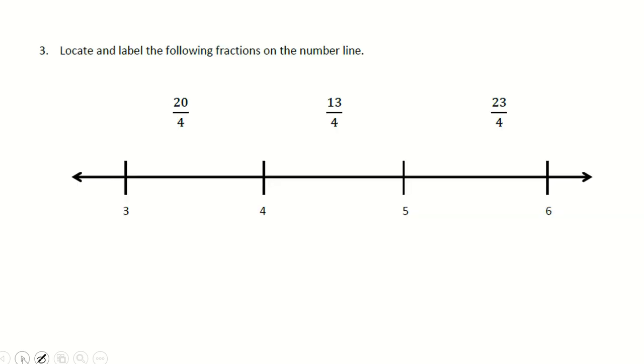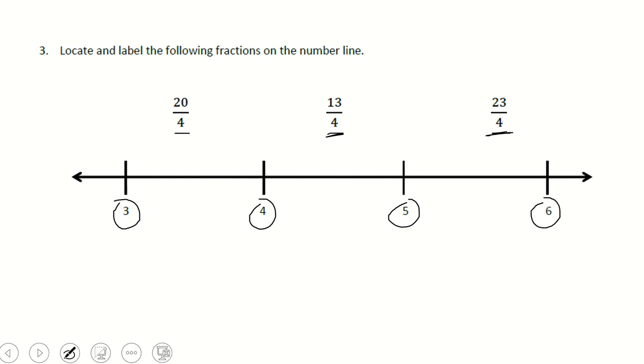Okay, number 3. So this one is divided into how many parts? Look at the denominator. The denominator tells me I'm going to divide it into 4 equal parts. We start at 3, we go to 4, we go to 5, and we go to 6. So remember, I have to divide each of these into 4 equal parts. So the easiest way to do it is to divide it in half and divide each of those in half.